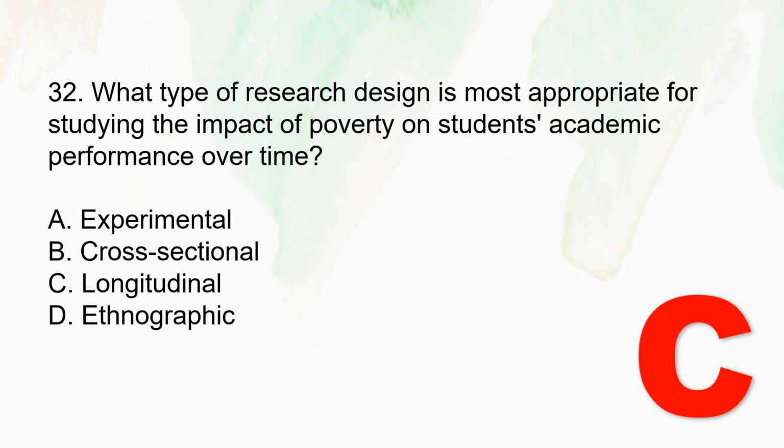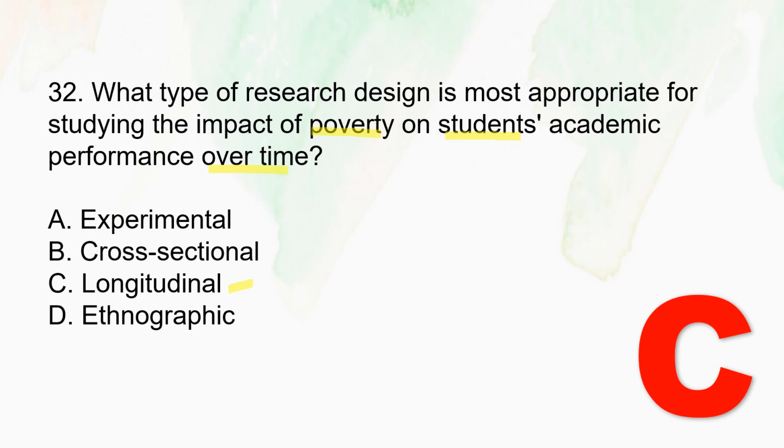Now, the best answer is longitudinal. Longitudinal study tracks the same group over time. Again, the same group over time, for example, you study the same group of students over time, making it ideal for studying changes in academic performance due to poverty. So longitudinal is the best answer.